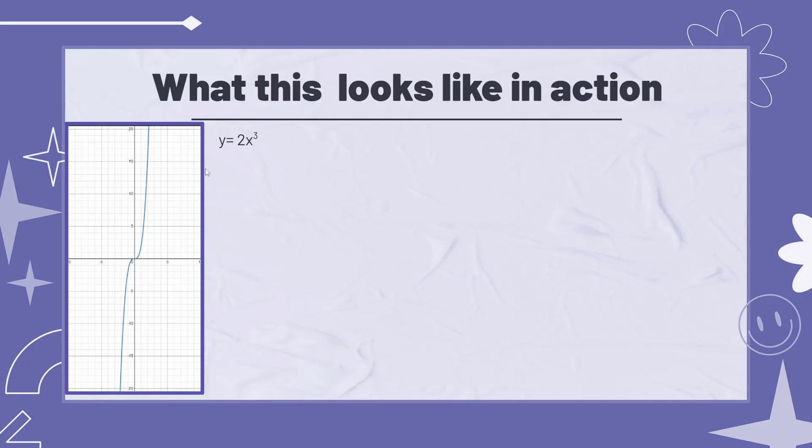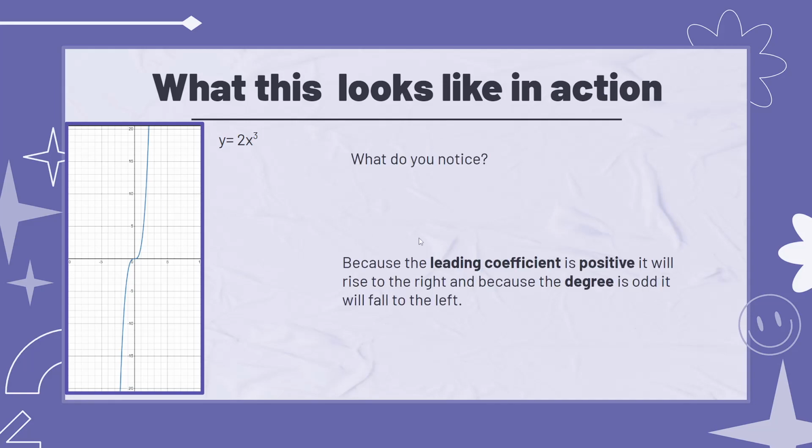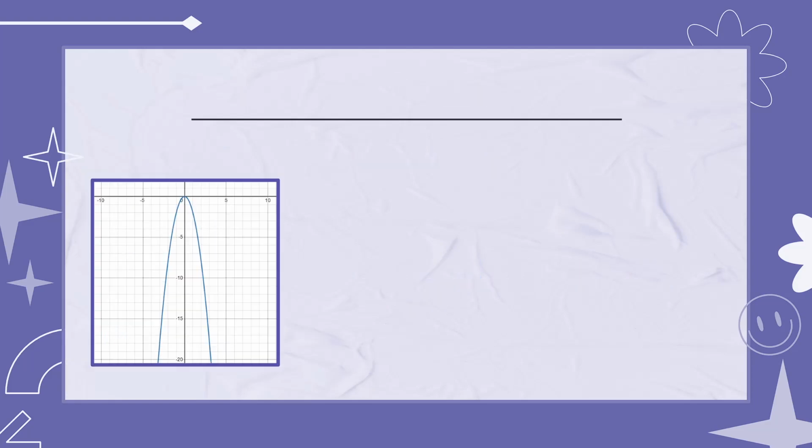What do you notice about this function and graph? y equals 2x to the third. Well, I notice the leading coefficient is positive, and so it will rise to the right, and because the degree is odd, it will fall to the left.